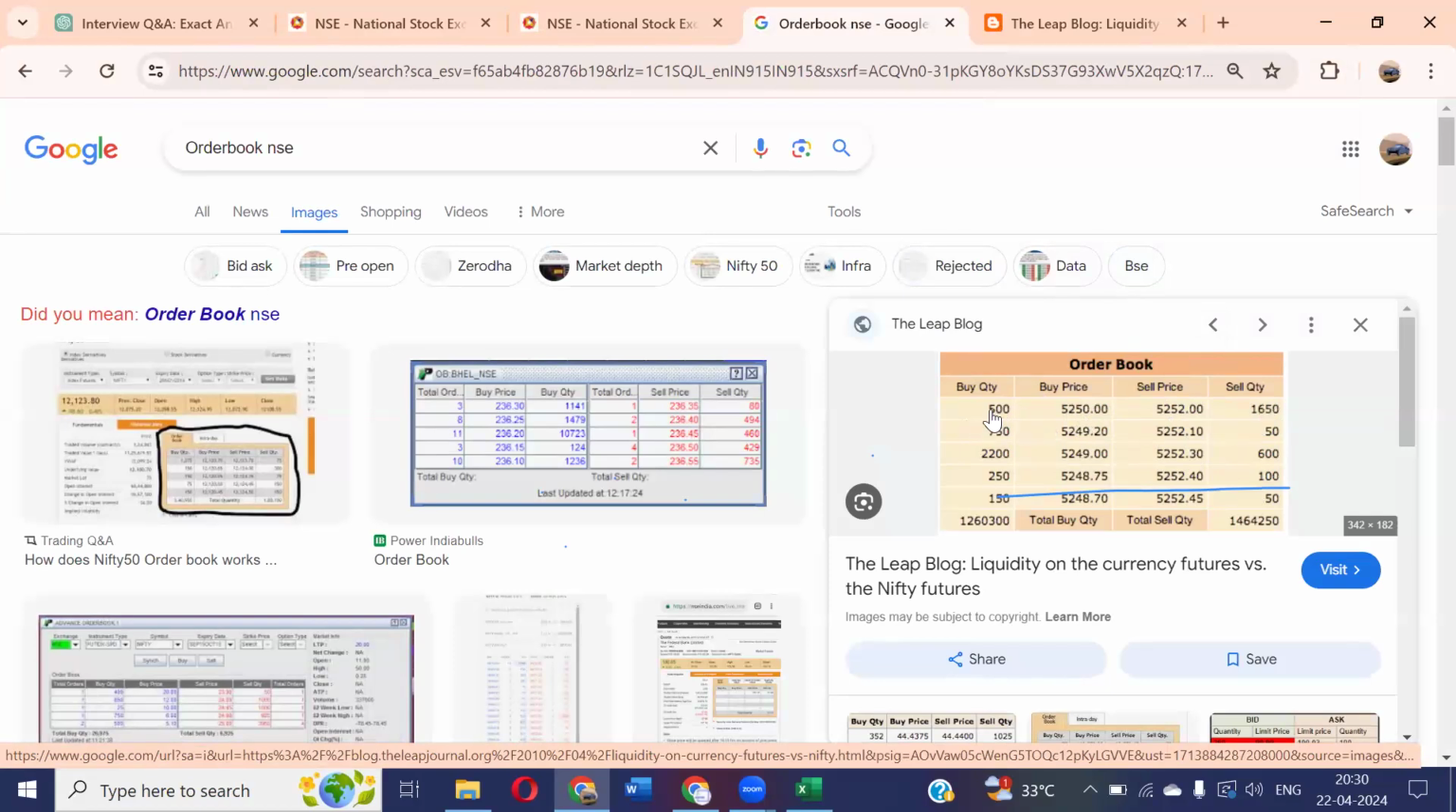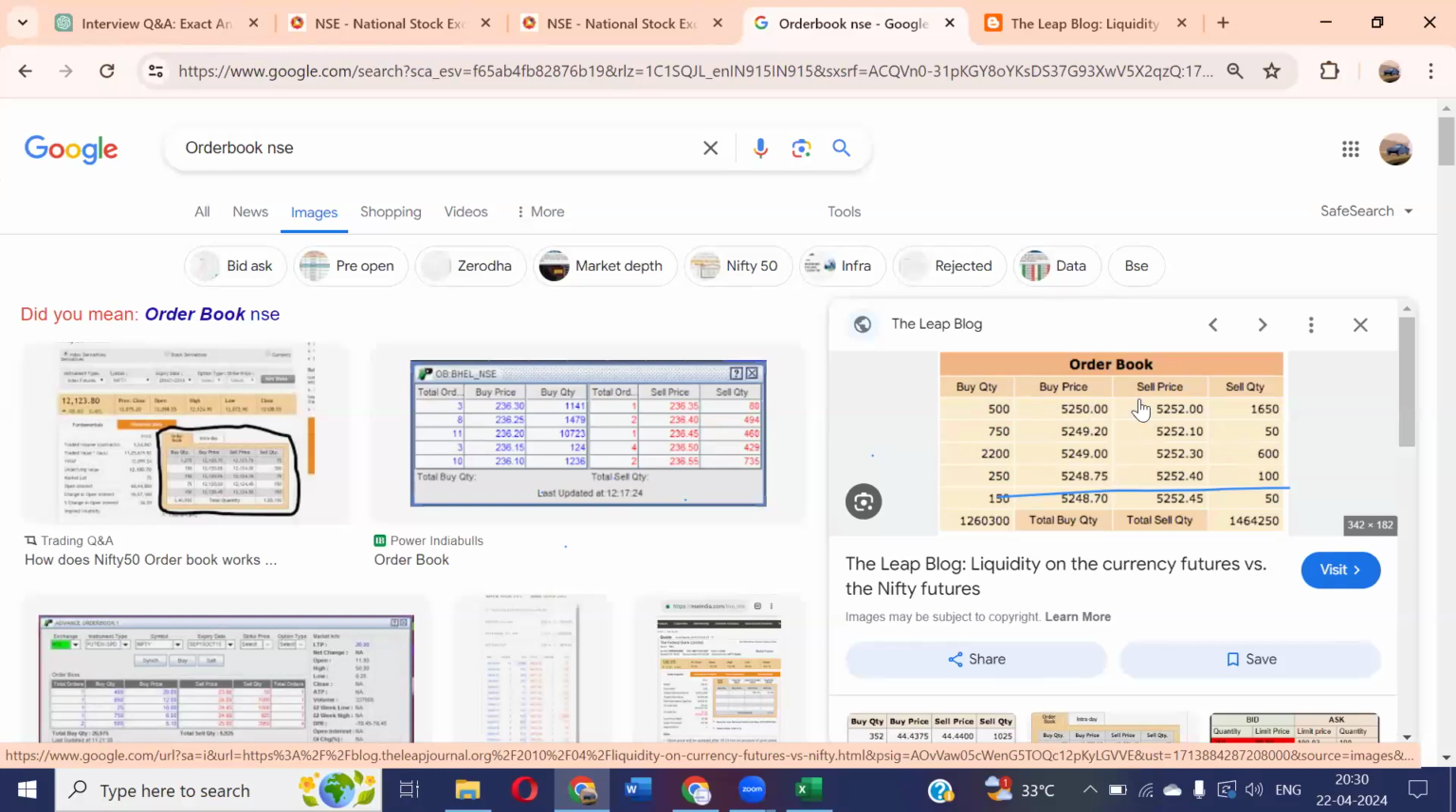Suppose this trade wants to execute, will it work now? The first trade, the buying trade: the buyer is quoting a trade to purchase 500 shares at rupees 5250. Will it execute?